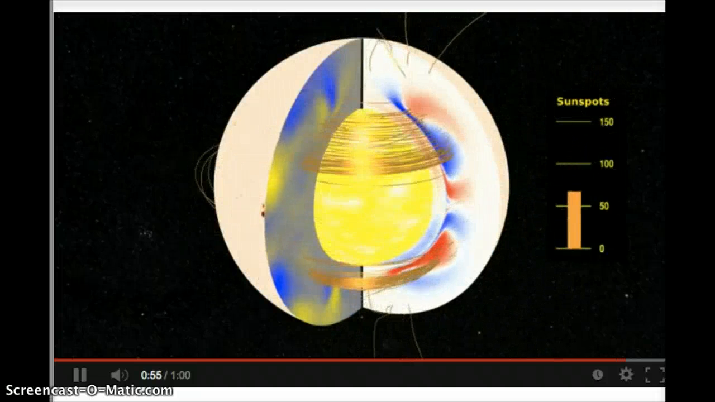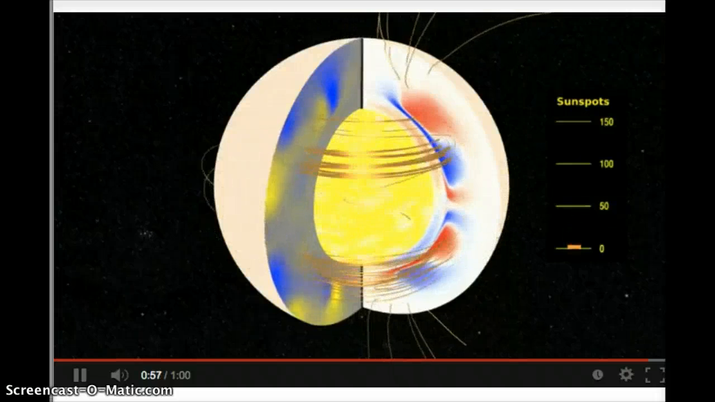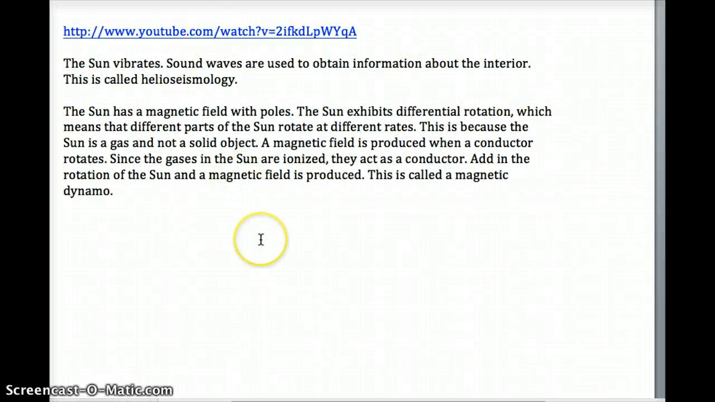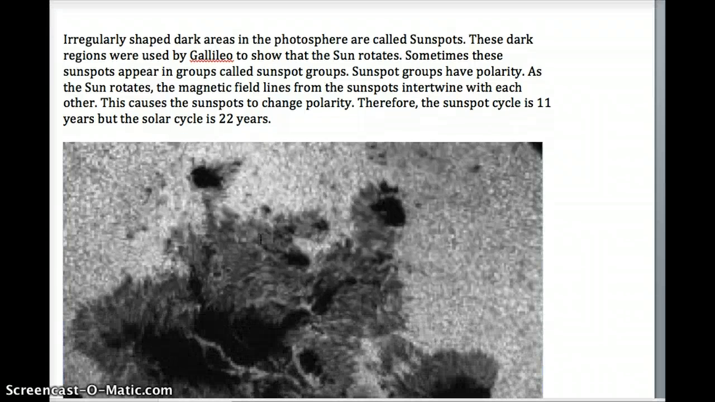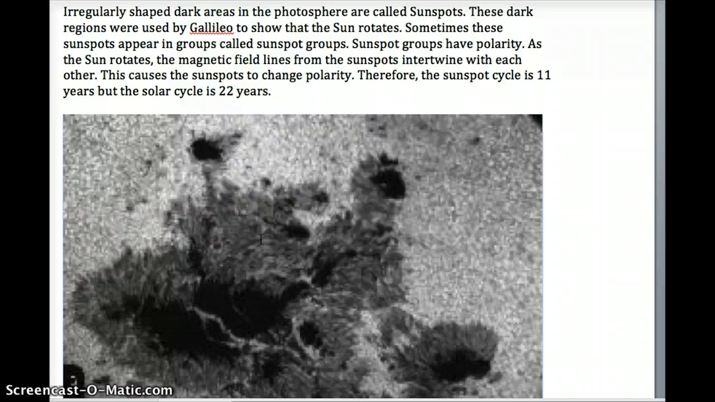Irregular shaped dark areas in the photosphere are called sunspots. These dark regions were used by Galileo to show that the sun rotates. Sometimes these sunspots appear in groups called sunspot groups. Sunspot groups have polarity. As the sun rotates, the magnetic field lines from the sunspots intertwine with each other. This causes the sunspots to change polarity.